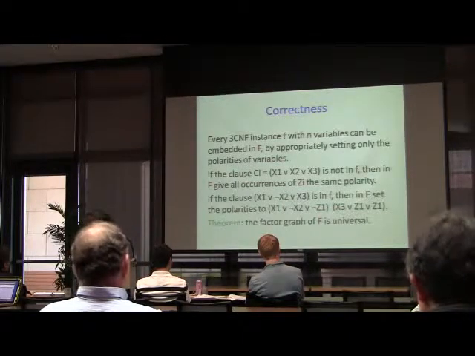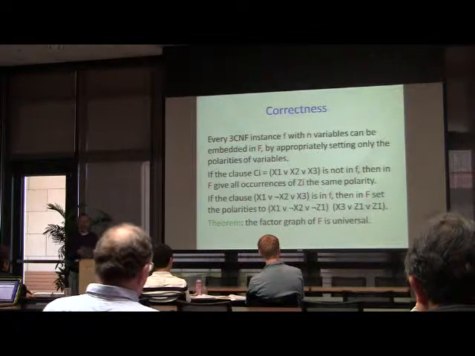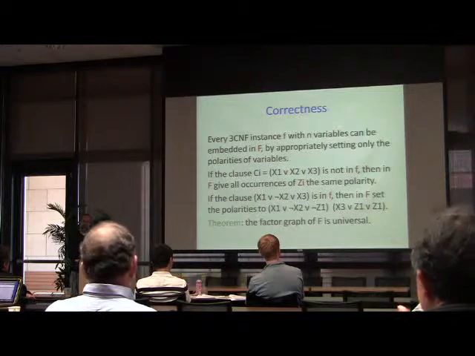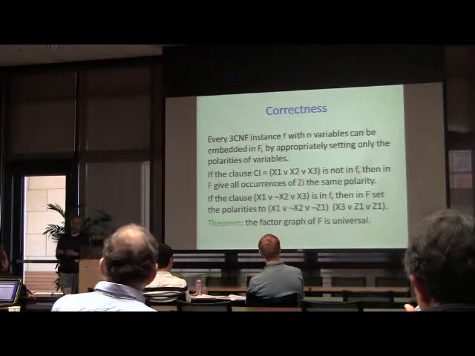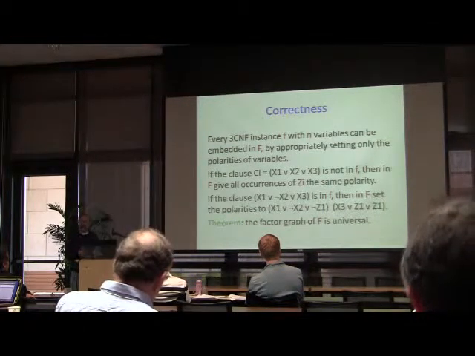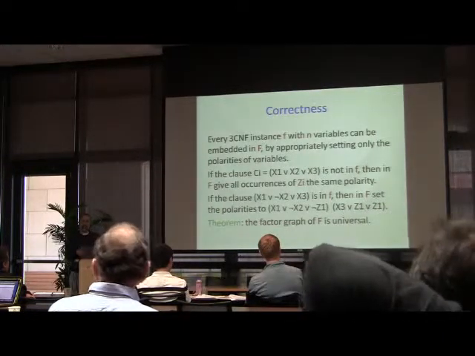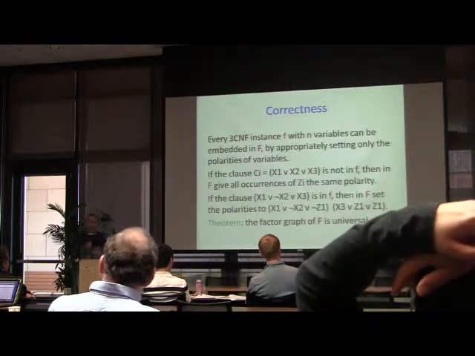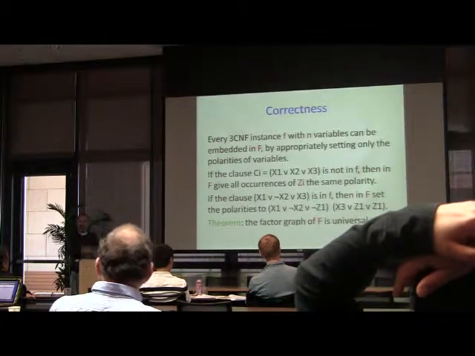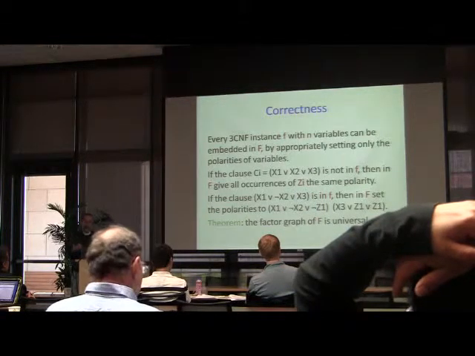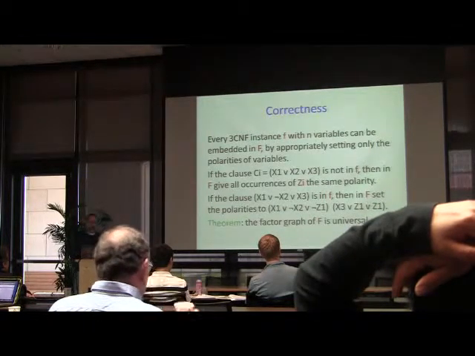On the other hand, if the clause, let's say x1 or not x2 or x3, does appear in the original formula, then in f we just copy its polarities to the right locations, and in one of the clauses that we introduce, we put Zi as negated, and in the other we put it in positive polarity. It's easy to see that any assignment that satisfies the original clause can be made to satisfy the two new clauses by setting the value of Zi appropriately, and vice versa. So the factor graph of this formula, which has two n cubed clauses and more than n cubed variables, is universal in the sense that I described before.